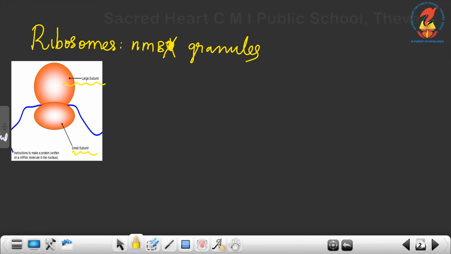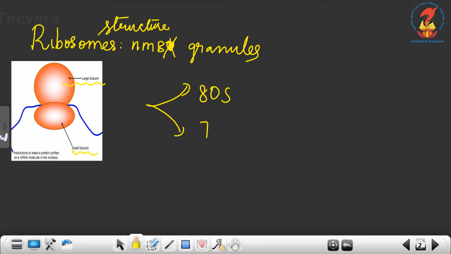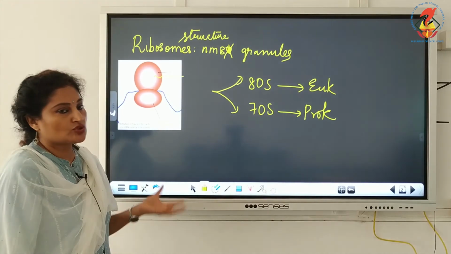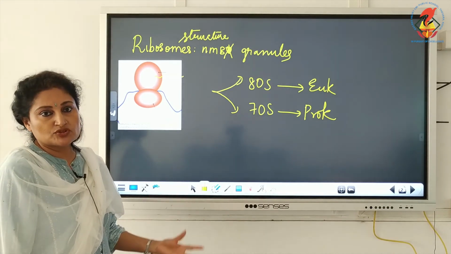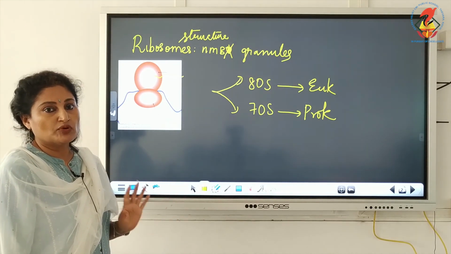So once again, talking about the structure of ribosomes. Ribosomes are non-membrane granules having a large subunit and a small subunit. And we know there are two types of ribosome, 80S ribosome and 70S ribosome. 80S is found in eukaryotes and 70S is found in prokaryotes. It's indirectly a measure of density and size. So from this what we can infer is that eukaryotic ribosomes are denser and larger than prokaryotic ribosomes. These ribosomes are made up of proteins and ribonucleic acid.